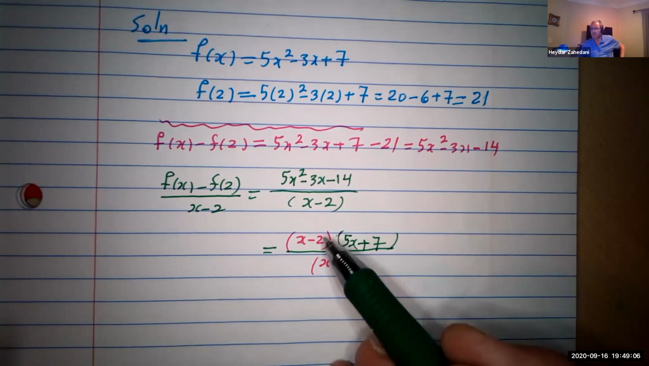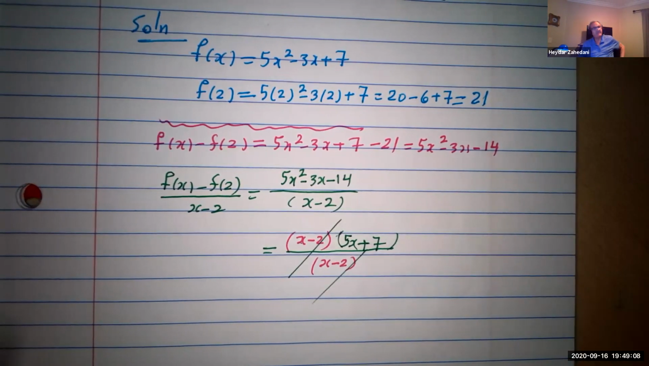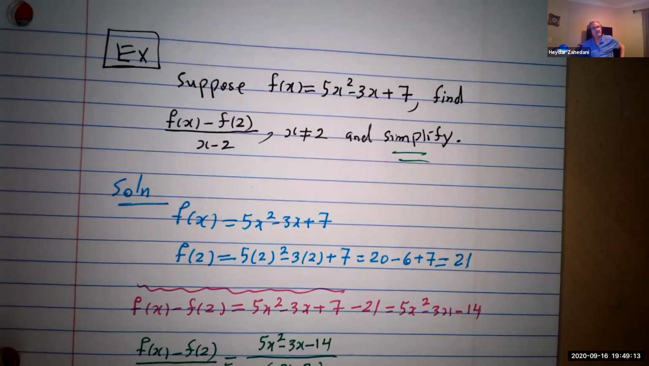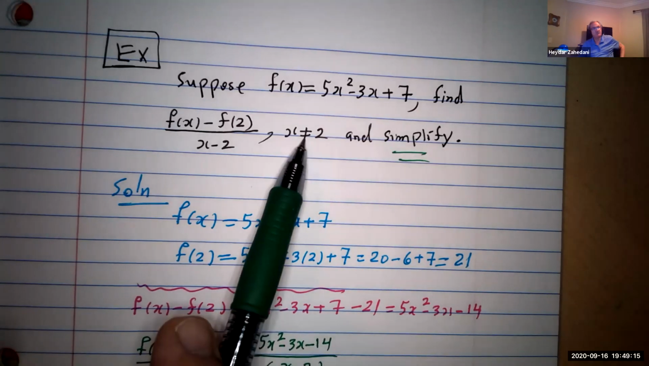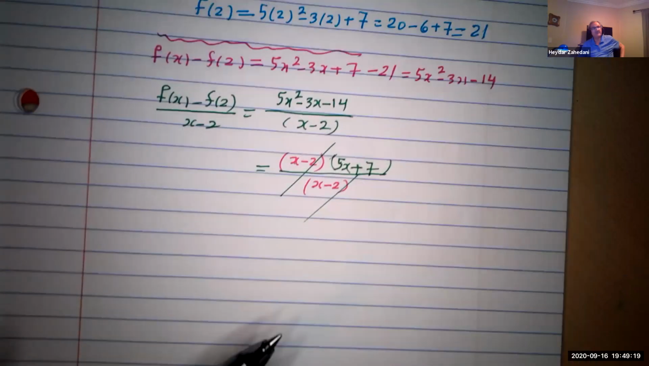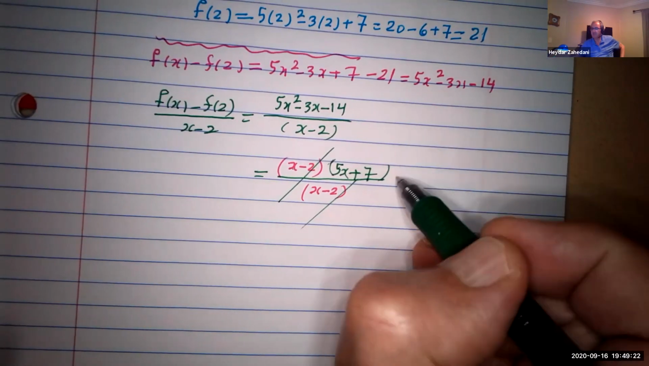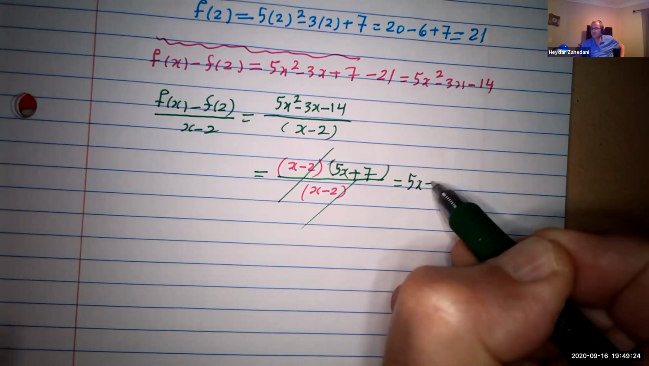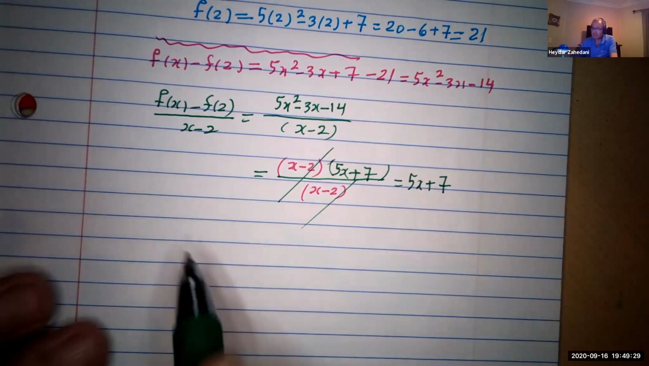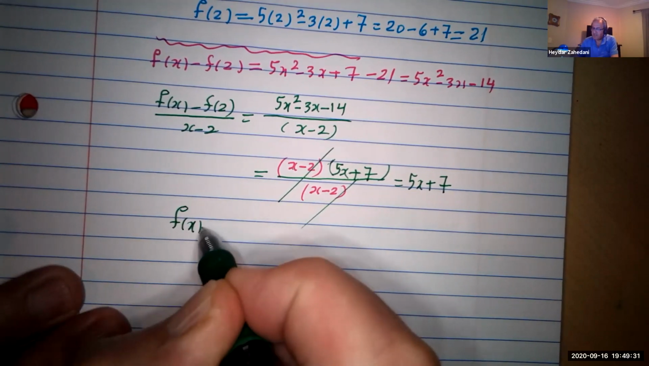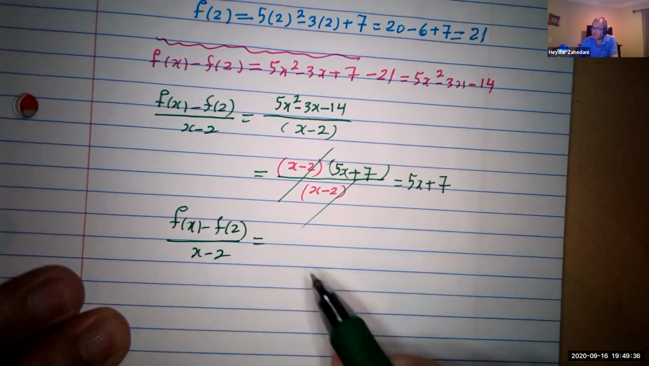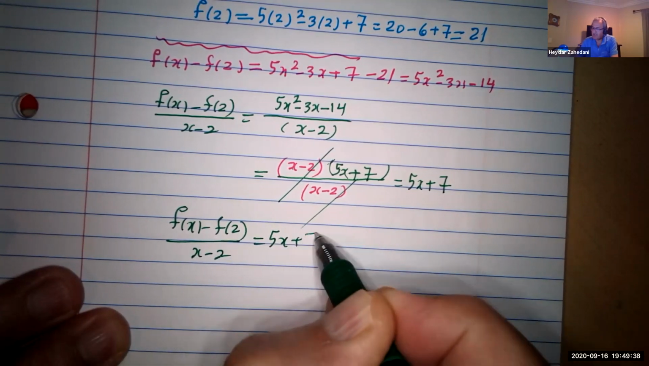Now that gives you the chance to simplify. And they already give you the condition that x is not equal to 2, so this means x minus 2 is not 0, so we can factor it. So the final answer would be 5x plus 7. Okay, so this is the result. f of x minus f of 2 divided by x minus 2 is going to be equal to 5x plus 7.